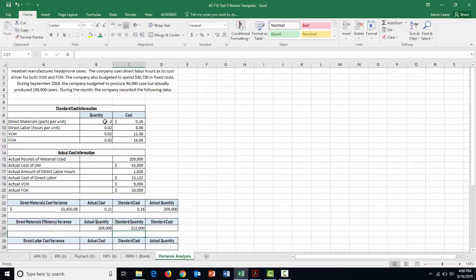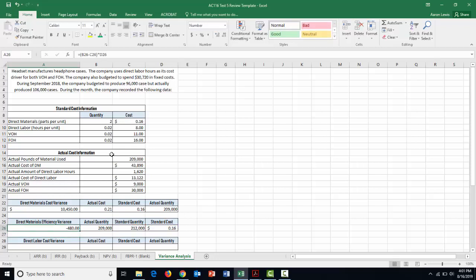Which means our standard quantity, if we use the same amount of parts that were set in our standard costs by the people in the company, we should have used 212,000 parts. And the standard cost, we can just fill in from above. The standard cost for materials is still this 16 cents. So let's fill that in. And the formula for your direct materials efficiency variance is your actual quantity minus your standard quantity in parentheses times your standard cost.